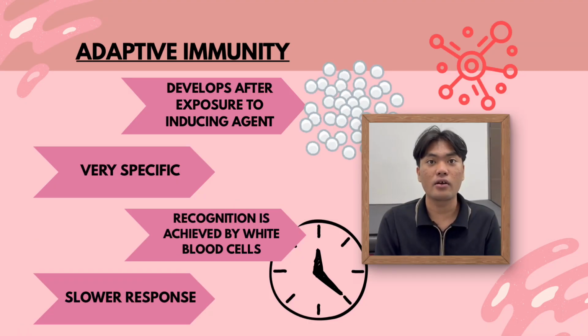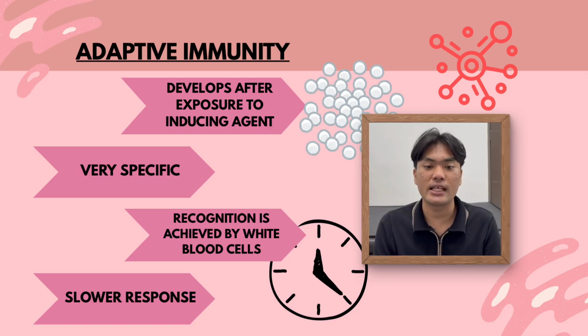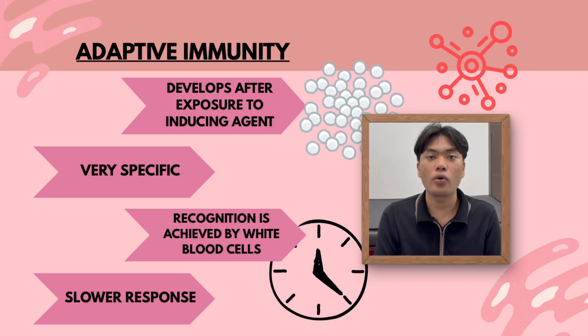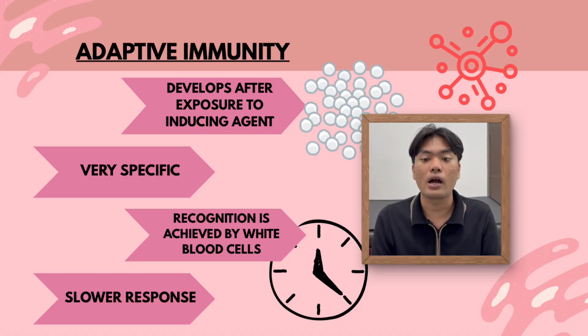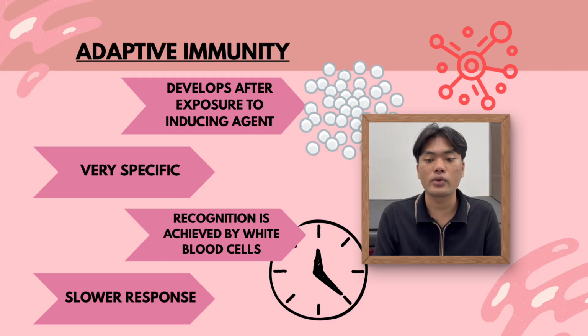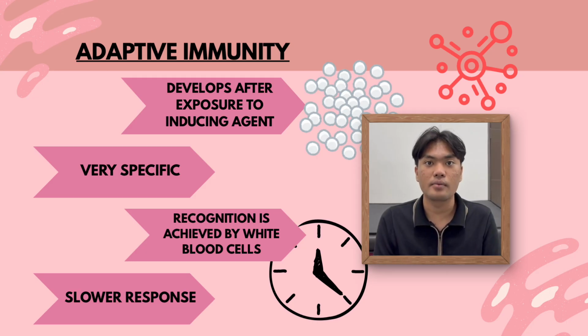Next is acquired, also known as adaptive immunity. Adaptive immunity develops only after exposure to an inducing agent such as microbes, toxins or other foreign substances. Acquired or adaptive immunity is very specific. It can distinguish one inducing agent from another. And other than that, adaptive immunity is a slow response compared to innate immunity.